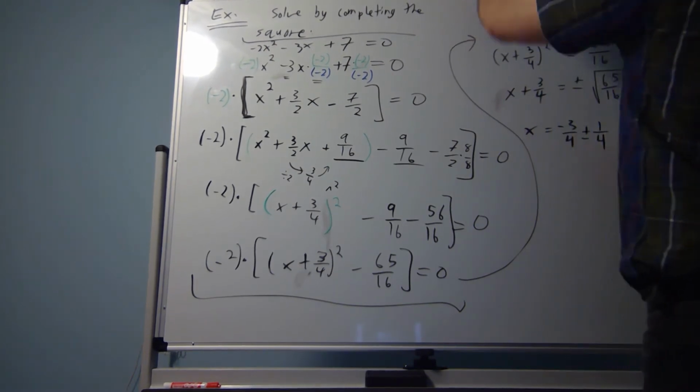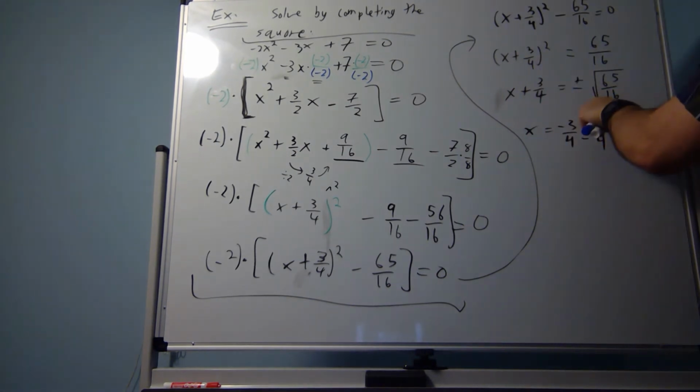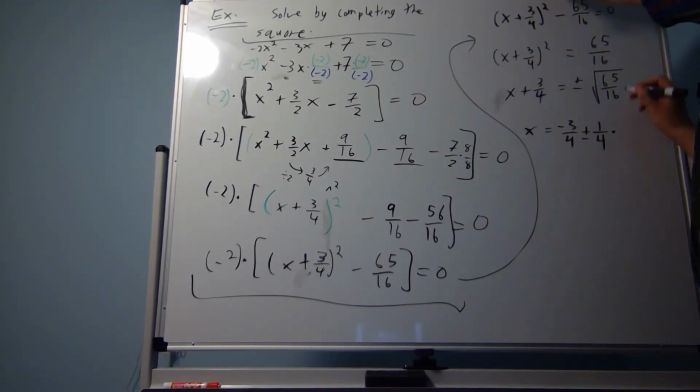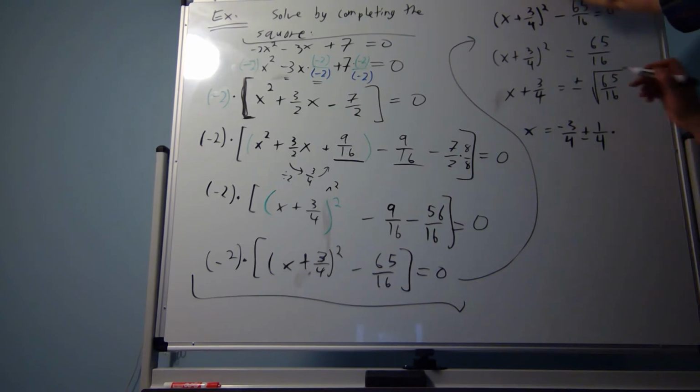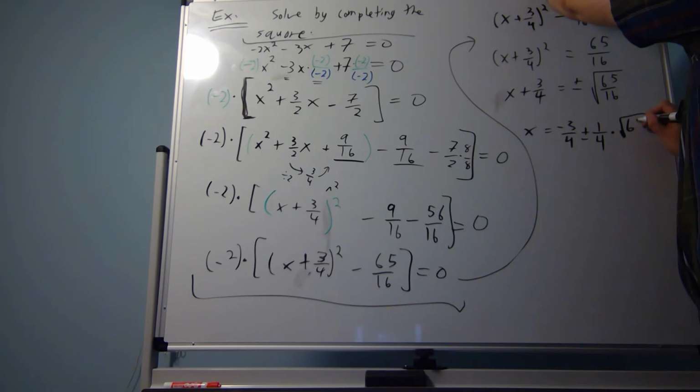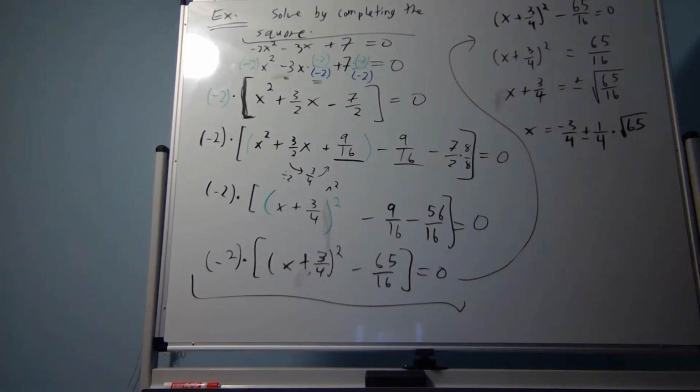The square root of 16 is a 4 in the denominator. And then 65 is 5 times a prime number, I think. I'm pretty sure you can't factor any squares out of that, because you factor out a 5, and then what are you left with? I think it's 13 times 5. So you can't. No perfect squares here. It's just square root of 65, and that's the x that you get.